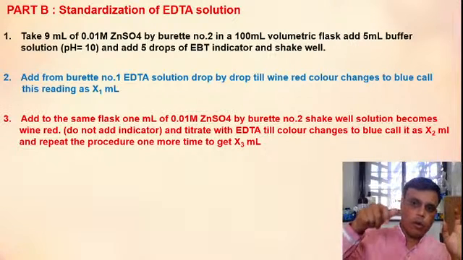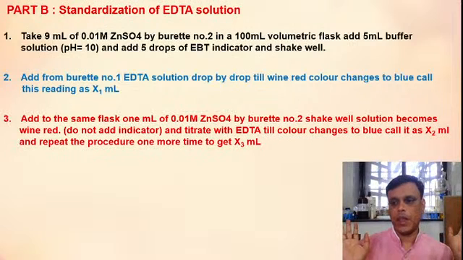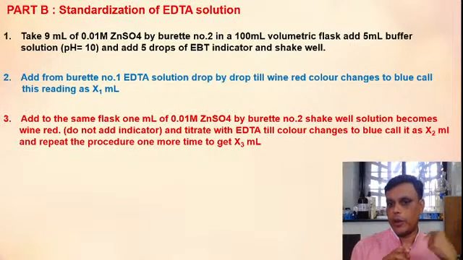Whatever blue color solution you have in the conical flask, don't throw it away. In that same flask which contains the blue color solution, you have to add 1 ml of zinc sulfate solution from burette number 2.